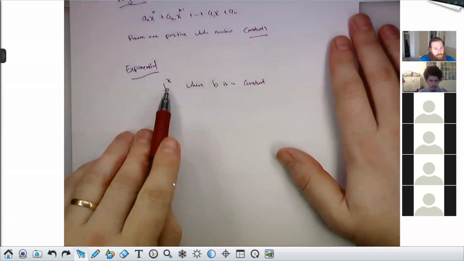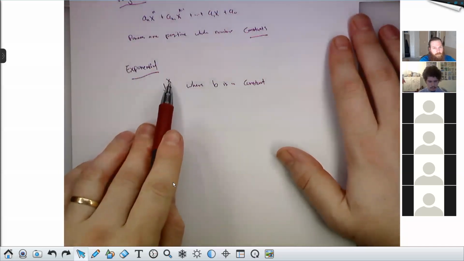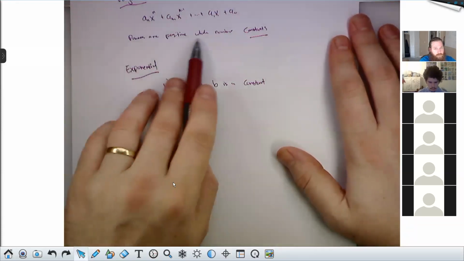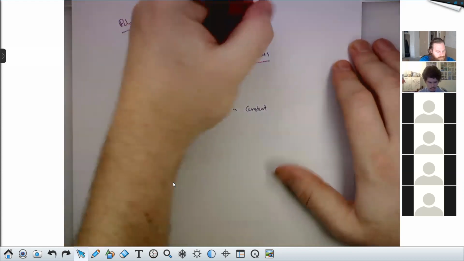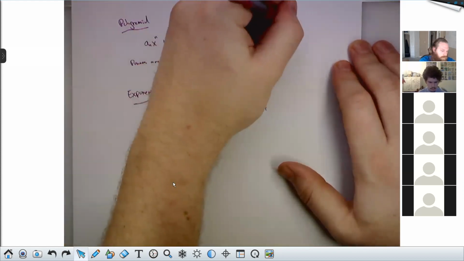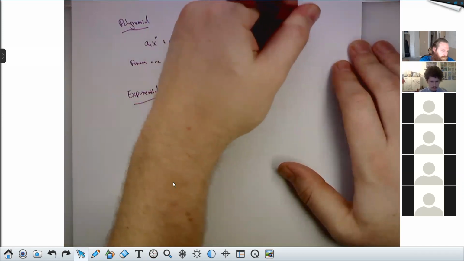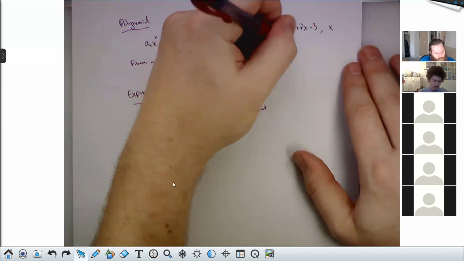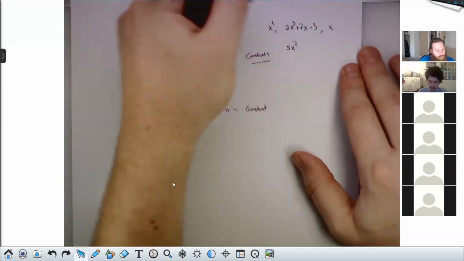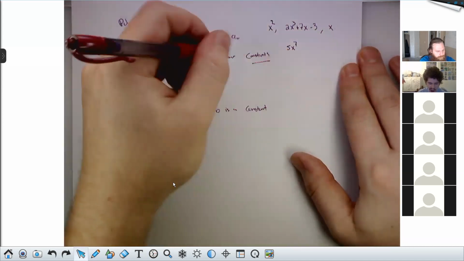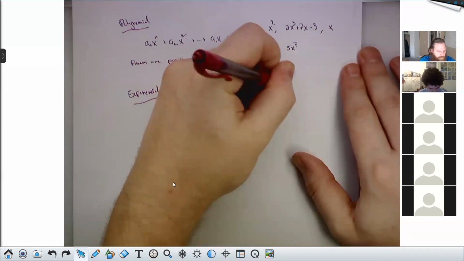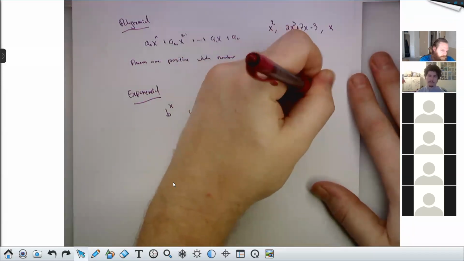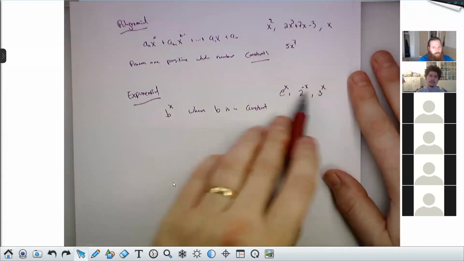So if the variable is in the power, then that's an exponential. If the variable is in the base and the power is a positive constant, then that's a polynomial. So things like x squared or 2x cubed plus 7x minus 3, or even x on its own, or 5x to the 7, these are all polynomials. Things like e to the x, 2 to the negative x, or 3 to the x, these are exponentials.